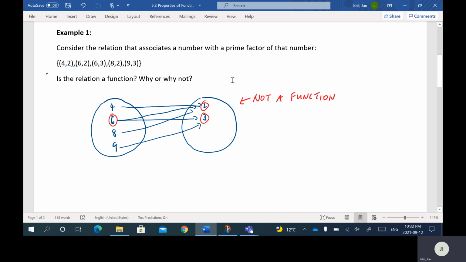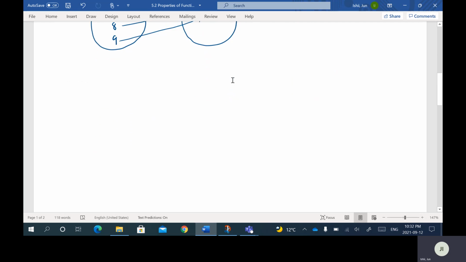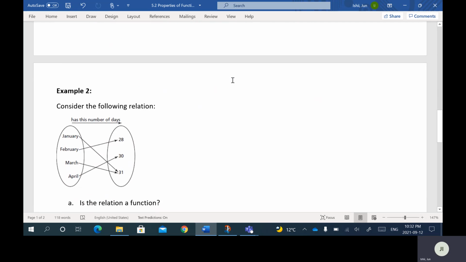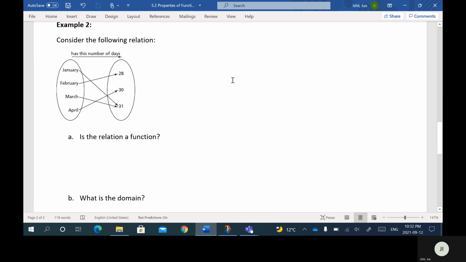All right. So just to clarify, let's try another one here. This time we want to consider the following relation. These are months and these are the number of days. Is this relation a function? Well, let's take a look here. January has 31 days. February has 28 days. March has 31 days. April has 30 days.